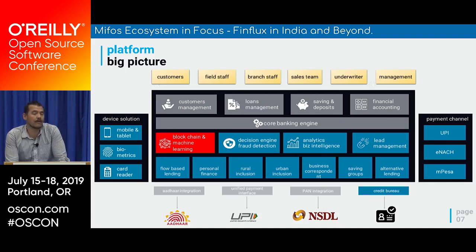And then by having an open source core banking like Mifos to build upon, they were able to focus on building out differentiating features for their market. Not having to worry about core loan management capabilities, they've been able to focus on mobility solutions, data analytics, decision engineering, credit scoring, integration with credit bureaus, integration with payment systems, and integration with the Aadhaar national ID.